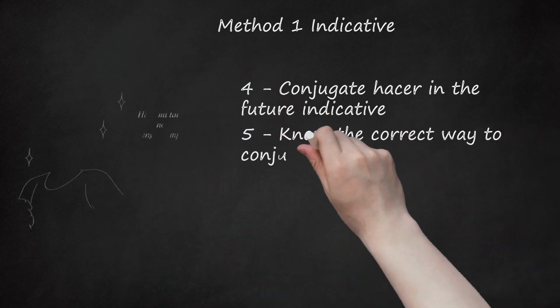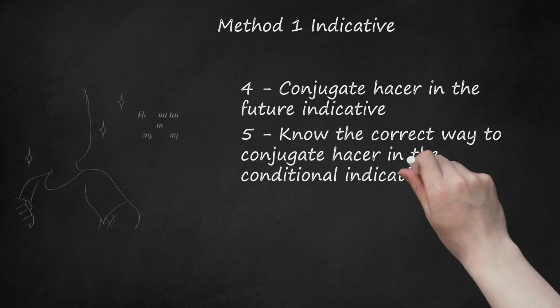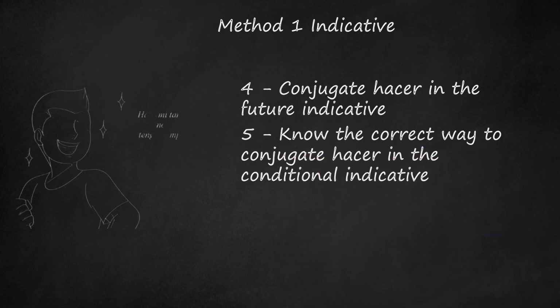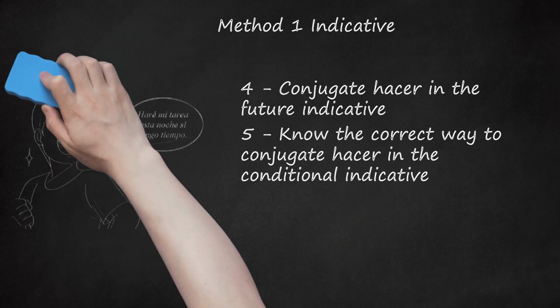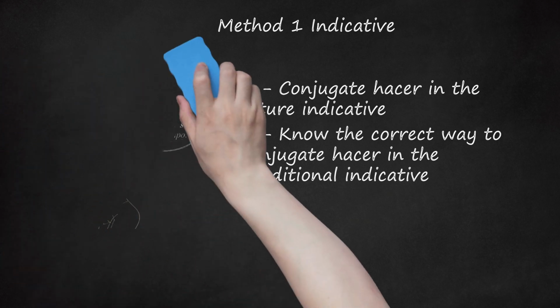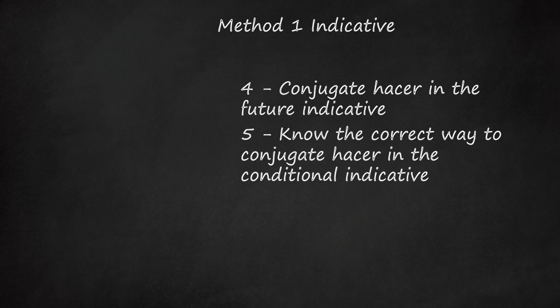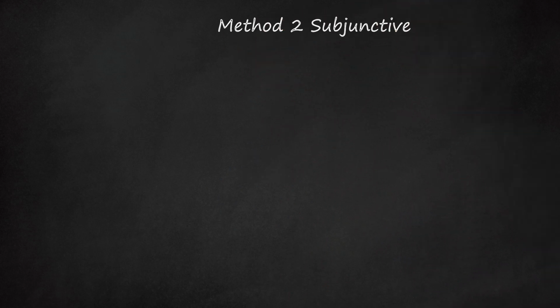5. Know the correct way to conjugate hacer in the conditional indicative. The conditional indicative tense should be used when you are trying to describe an action that will definitely be done in the future as long as another condition is true. Example, I will do my homework tonight if I have time. Haré mi tarea esta noche si tengo tiempo. Yo, haría. Tú, harías. Él, ella, usted, haría. Nosotros, as, haríamos. Vosotros, as, haríais. Ellos, ellas, ustedes, harían.